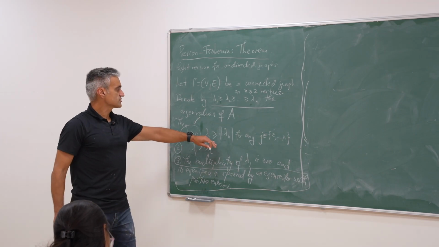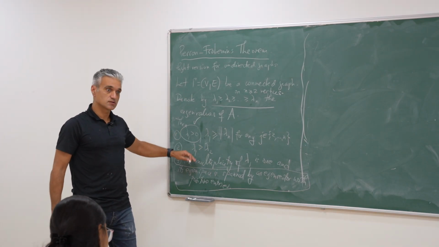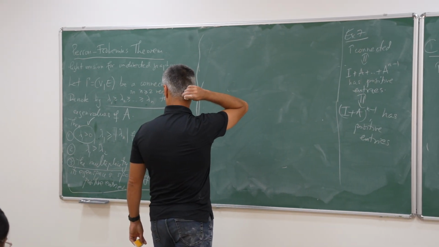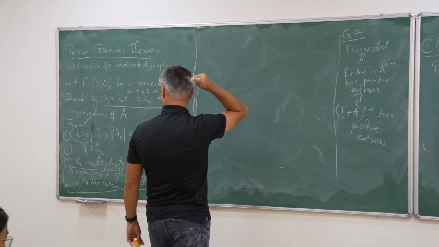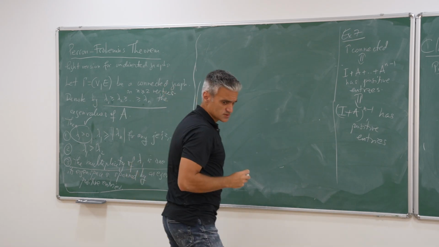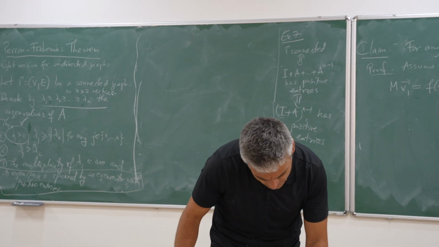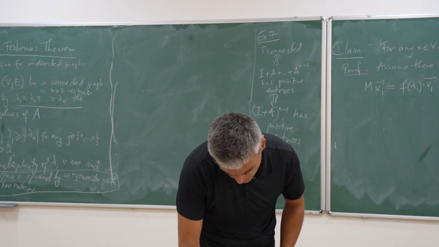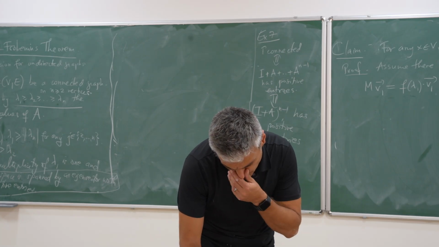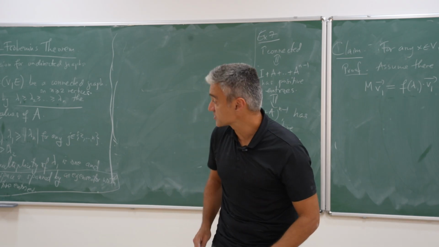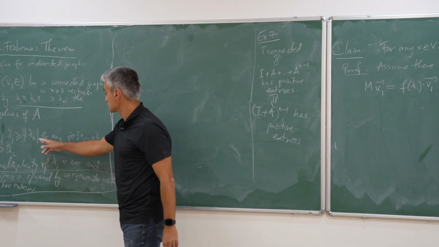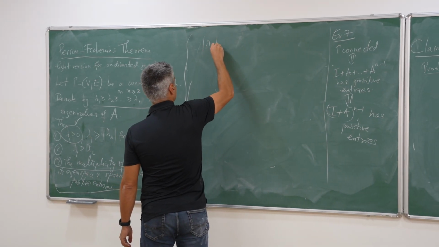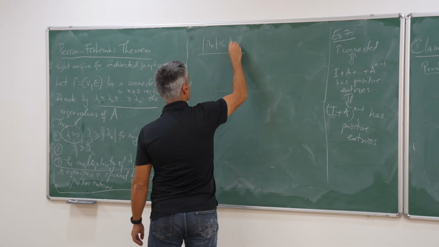Okay, so let's do this one first, and then we can do this one. Let's do this one because it's easier. So let me prove that the absolute value of lambda n is less than or equal to lambda 1.